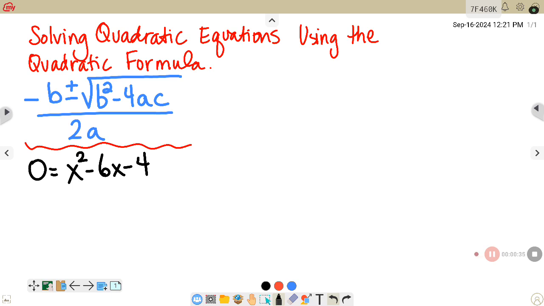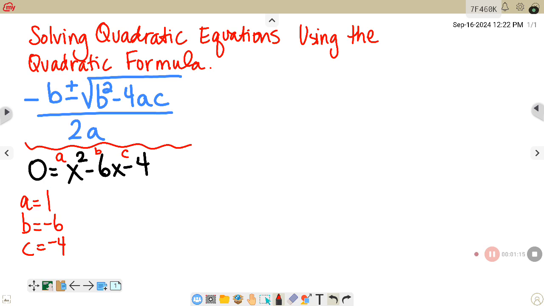So what are all these a's and b's and c's? A is going to be the coefficient of the x squared, or the number in front of x squared. So in this case, your a, since I don't see it, that's a 1x squared. Your b is the coefficient of x, so it's negative 6. And then c is your constant, which in this case is negative 4. So the first thing I'm going to do is replace the a's and b's and c's in the formula with the numbers from this problem.